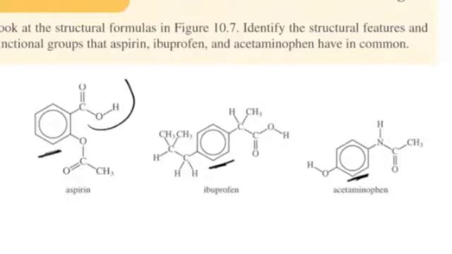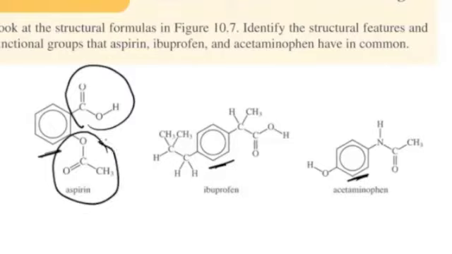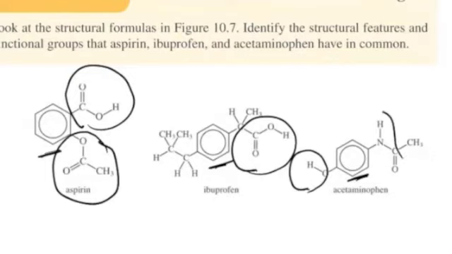Okay. And then if you look at the functional groups on the various molecules, aspirin, of course, has a carboxylic acid functional group right here and an ester functional group right here. The ibuprofen has just one functional group, and that is the carboxylic acid functional group. And then the acetaminophen doesn't have an ester or a carboxylic acid, but it has an alcohol functional group and it has an amide functional group. Okay, and so there are some similarities and there's some differences in these three molecules.